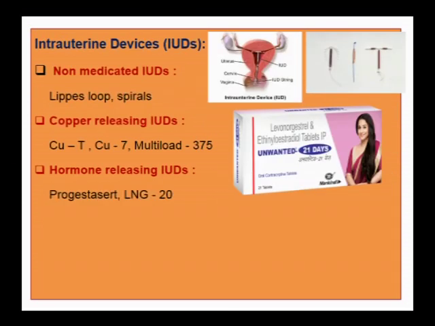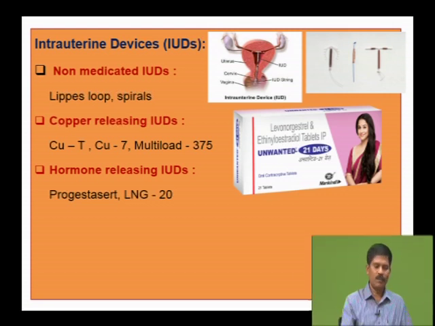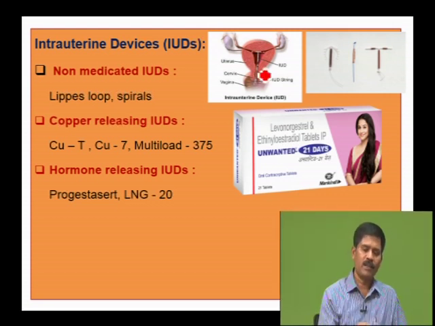Intrauterine devices. Intrauterine devices are plastic or metallic objects which are inserted into the uterus by expert gynecologists. These devices remain in the same place for many years till the female desires to postpone pregnancy. There are three different types of intrauterine devices, namely non-medicated IUDs, copper releasing IUDs, and hormone releasing IUDs.